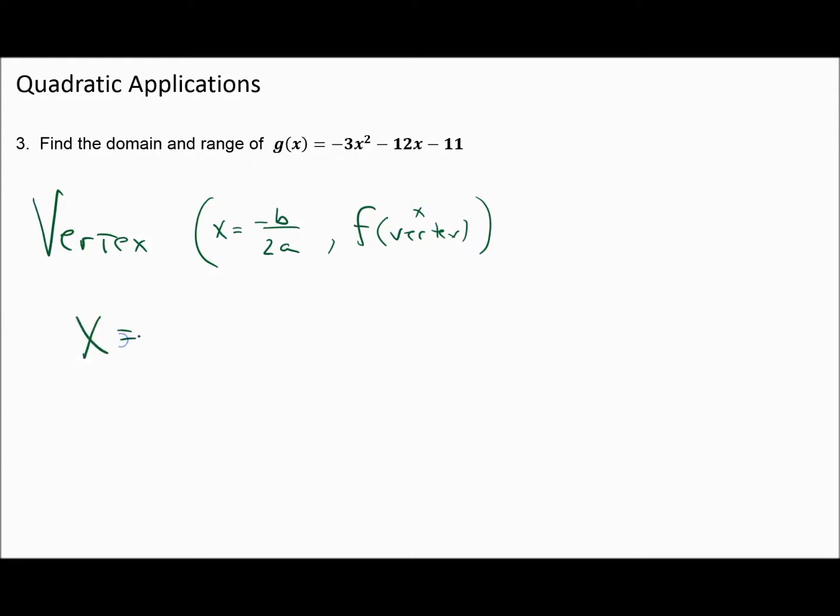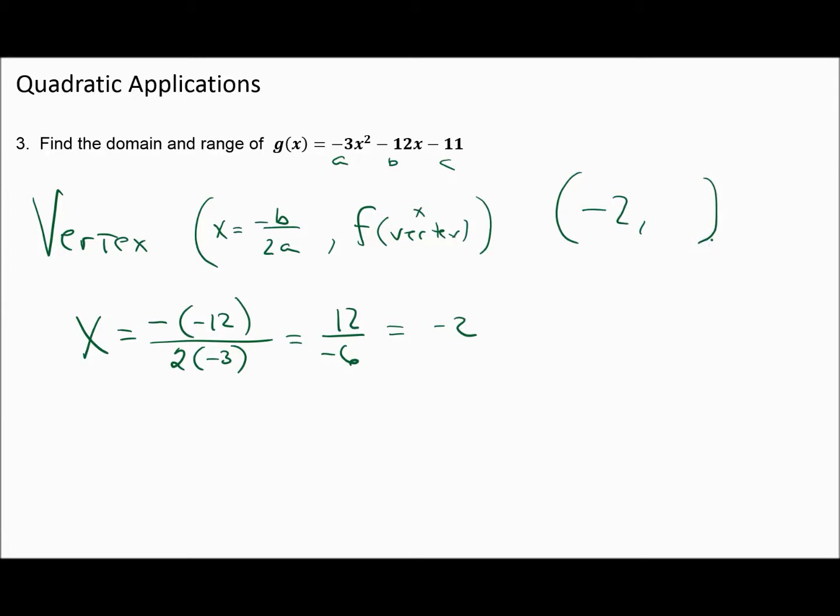So x is equal to, now what's a, b, and c, right? A is negative 3, b is negative 12, and c is negative 11. So if I calculate negative b over 2a, that would be negative of a negative 12 over 2 times negative 3. You see that? Again, a is negative 3, b is negative 12, c is negative 11. All right, so negative b over 2a simplifies into positive 12 in the numerator divided by negative 6 in the denominator. In other words, negative 2. So far I know my vertex x value is negative 2.